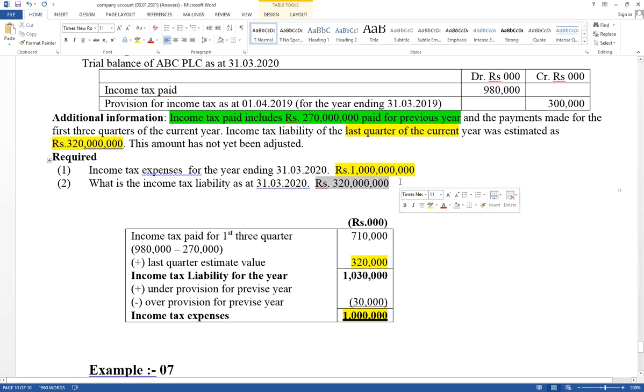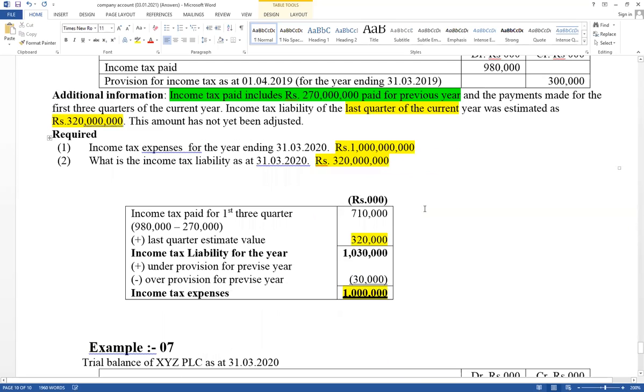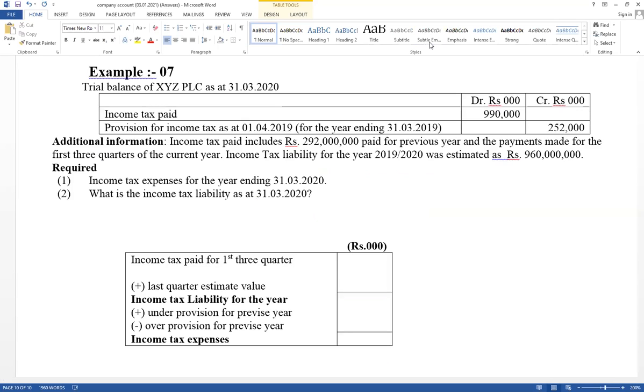Think about it. Sometimes total paid amounts are given. Last quarter estimate value is given. Sometimes it gives income tax liability for the year. Sometimes income tax paid amount is given separately, the first 3 quarter paid amount as well as last year's last quarter paid amount. Sometimes given separately, sometimes it gives the total value. Sometimes it gives income tax liability for the year, sometimes last quarter estimate value. Question number 7. Try to answer. Same information. Try to recognize the difference and try to prepare it.